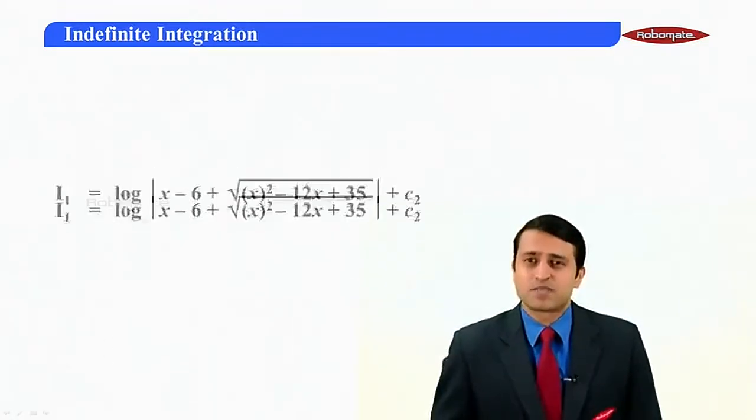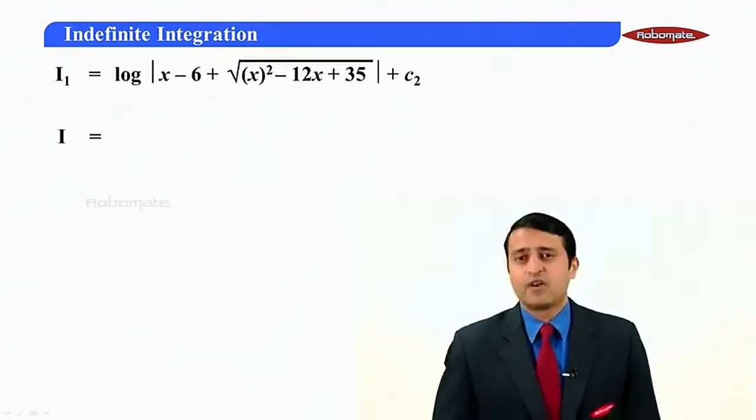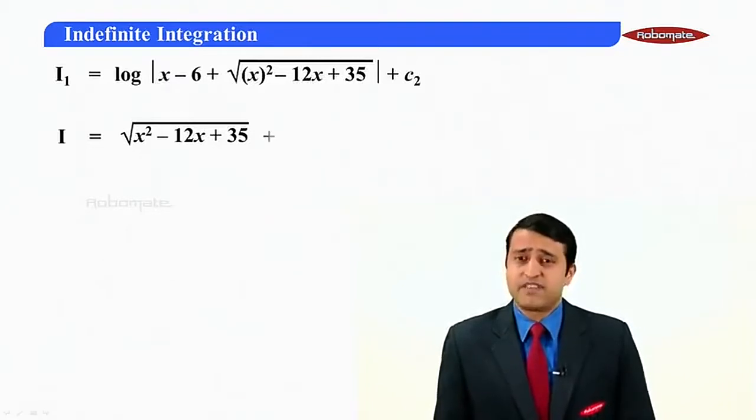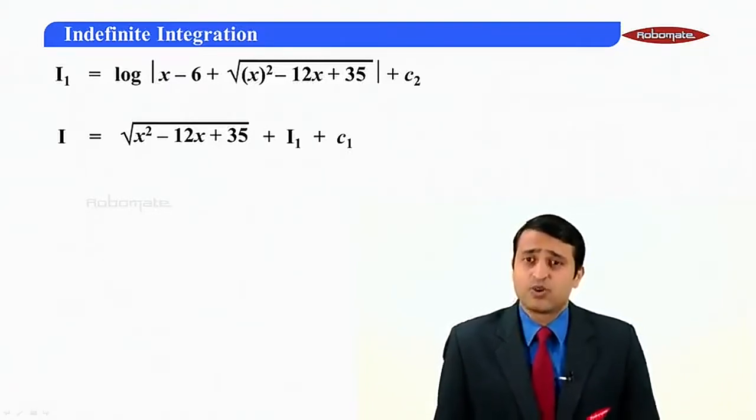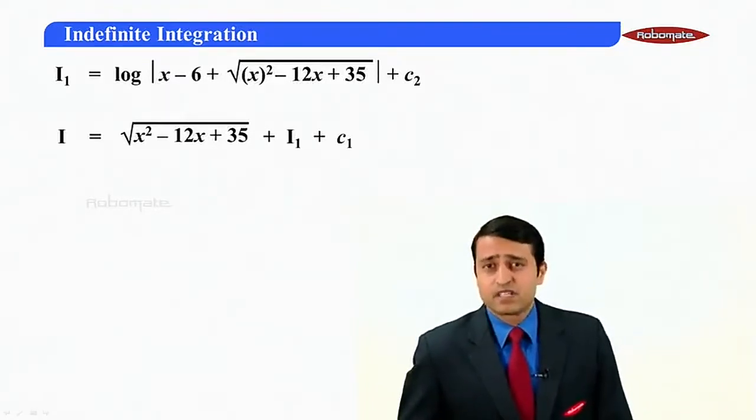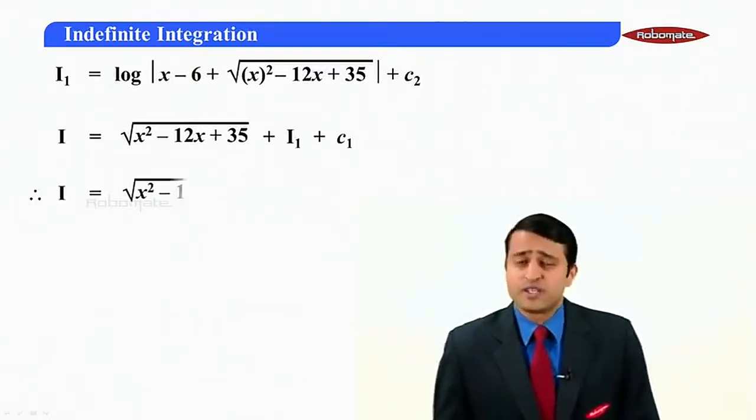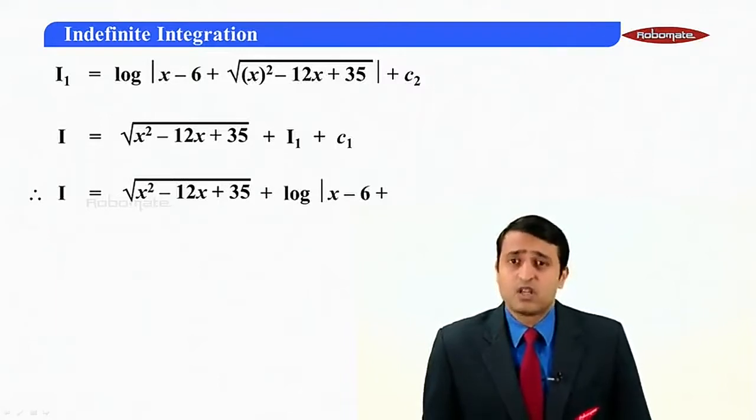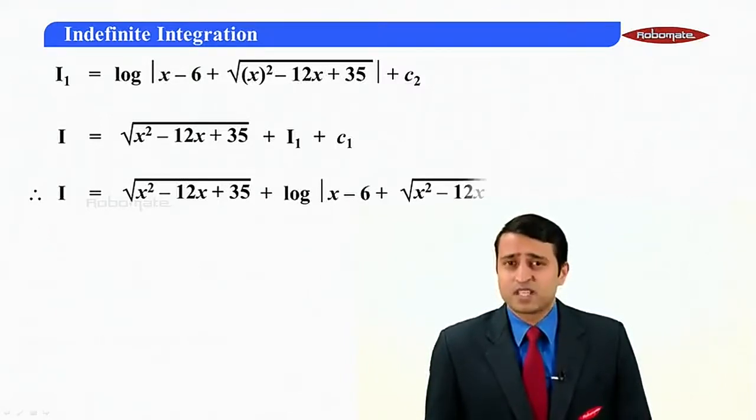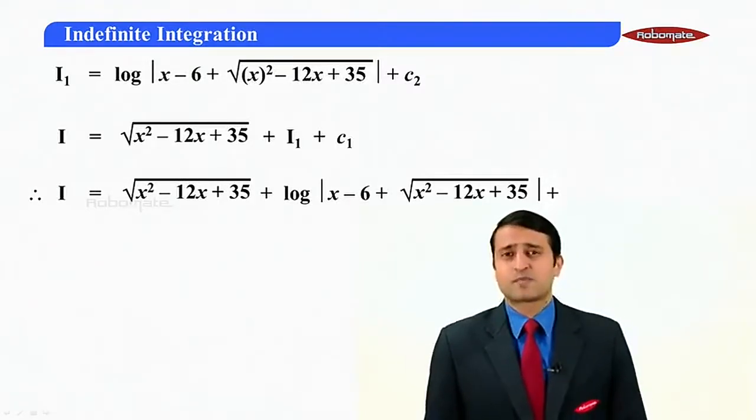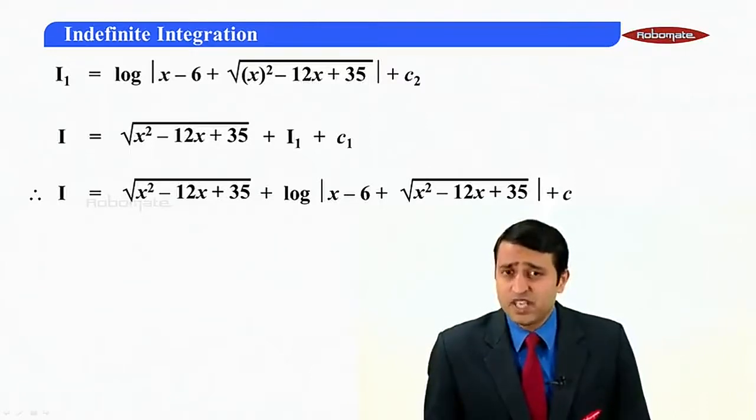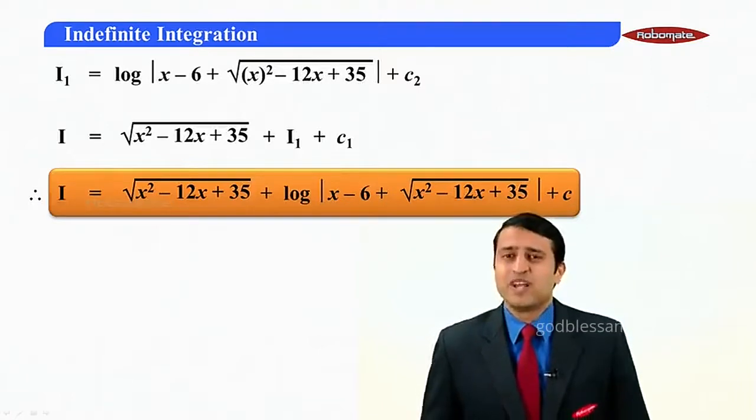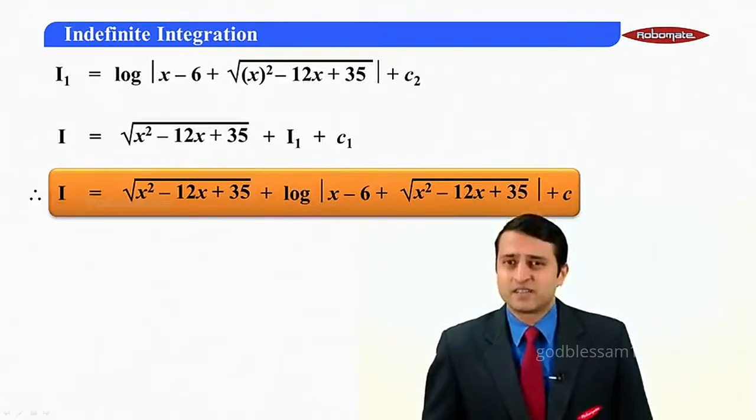We already know the value of I in terms of I1. So let us substitute. We have the value of I as root of x square minus 12x plus 35 plus I1. So here in this case, we will substitute the value of I1. So it is root of x square minus 12x plus 35 plus log mod of x minus 6 plus root of x square minus 12x plus 35 plus c. What is c? C is nothing but c1 plus c2, and that's your final answer.